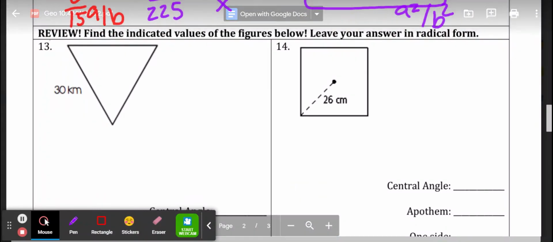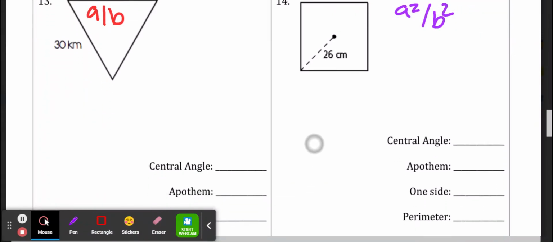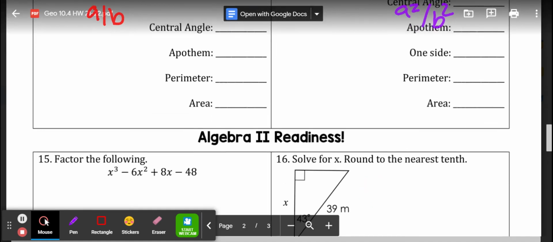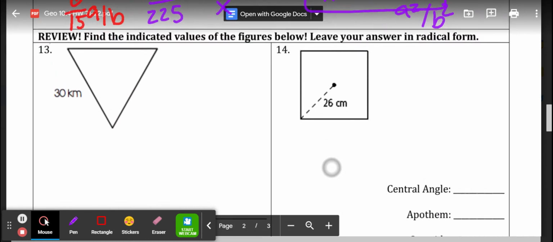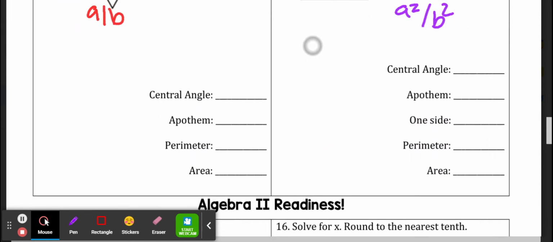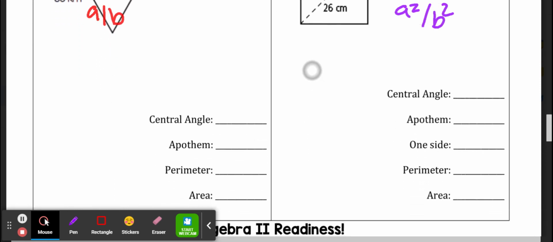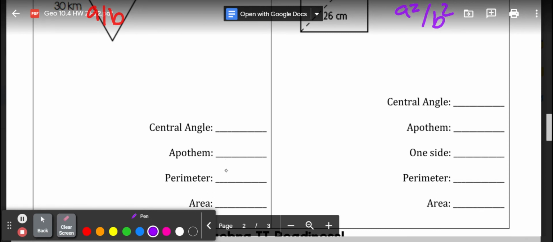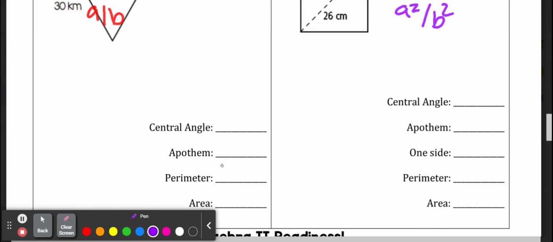Find the values of the indicated figures below. Leave your answers in radical form. Okay, so we want to find the central angle, apothem, perimeter, and area. So let's do the perimeter first because it's just 30 times 3. That's really easy. The perimeter, 30 times 3, is 90. The central angle is 360 divided by 3, which is 120.